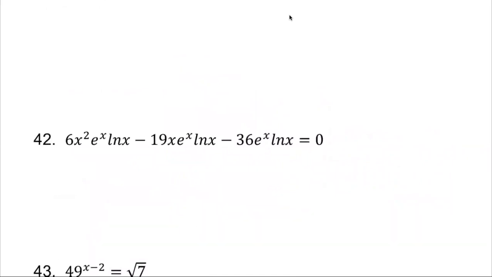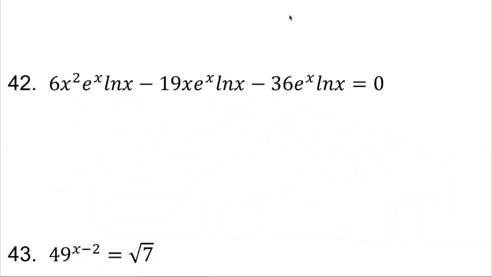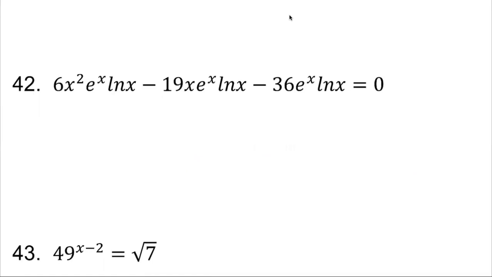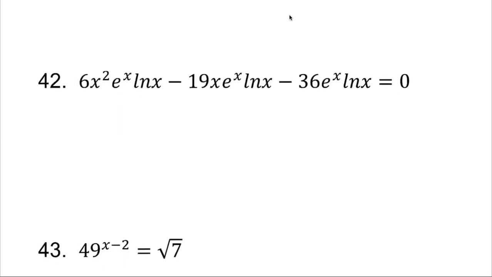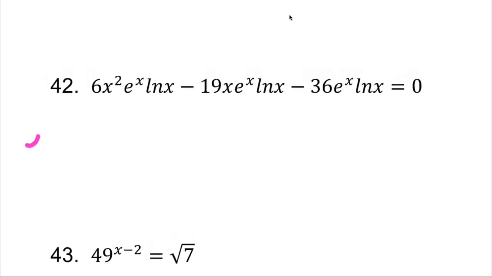Okay, so this one's like the challenge problem, and I can either confirm or deny that there might be one like this on the test. So we do need to know how to do it. So what you want to do first is all 3 of these terms, we're going to pull out a greatest common factor, which in this case would be e to the x natural log of x.